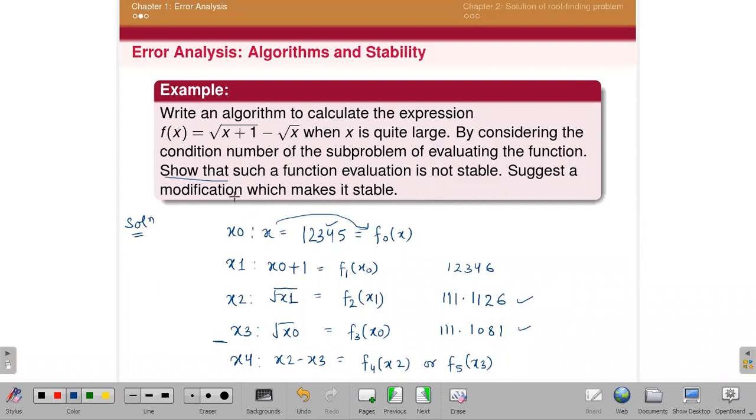So now suggest a modification to make it stable. Obviously, if you have an under root term in the expression, you always go with rationalizing. So by rationalizing, you will get the stability. Actually, you got the instability because of the loss of significance. Because here you can see 111.1126 and 111.1081, so you are doing the subtraction of two nearly equal numbers here. So that's why you got the loss of significance, and that's why you got the instability here.